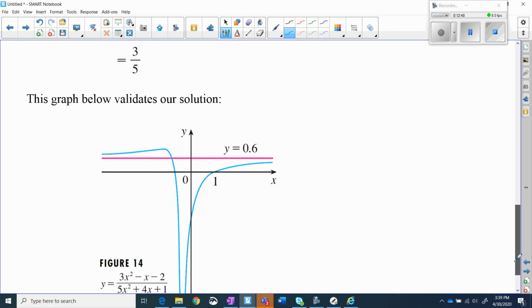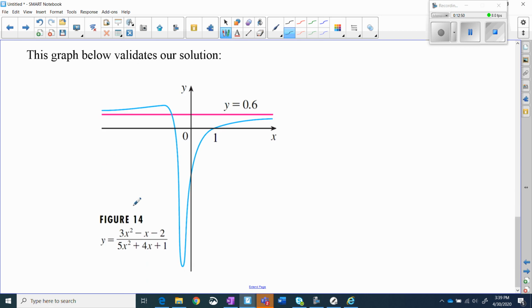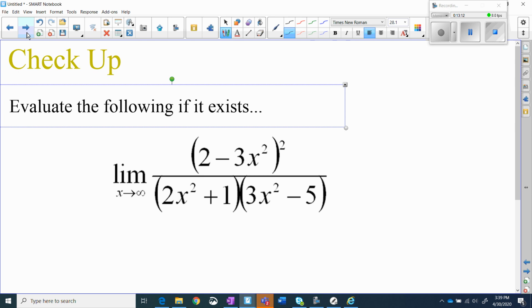This is just a visual to show you. If you were to graph y equals 3x squared over that, which is the limit we just had to evaluate, and you looked at it as x goes to positive infinity, which is over here, you can see that it's getting close to the line right here, which is 0.6, which is 3/5. The answer we got doing it out by pencil and paper. All right, so let's try an example of that.